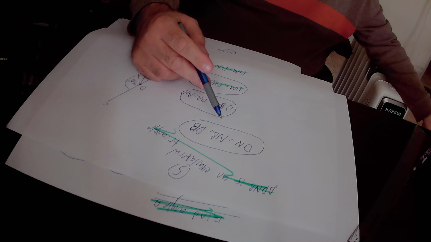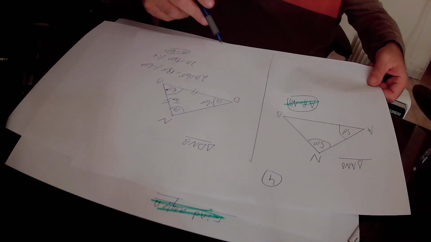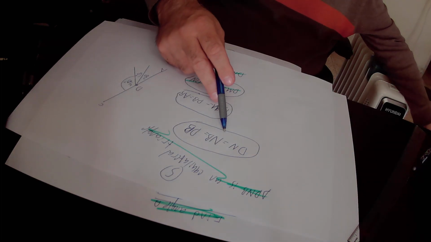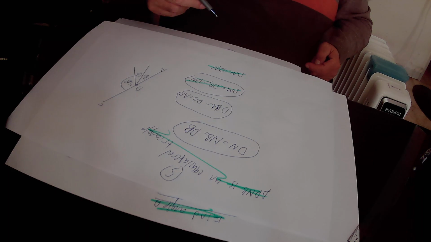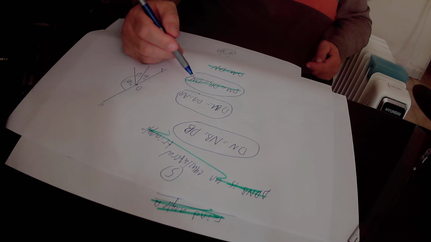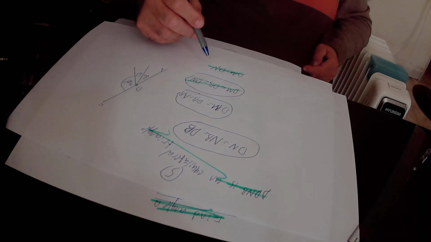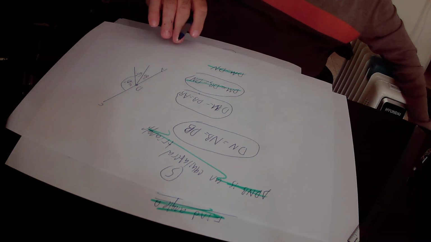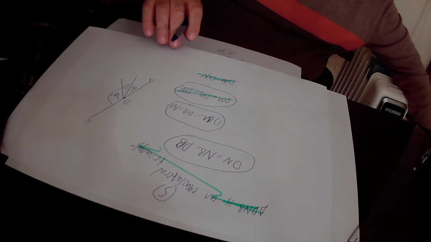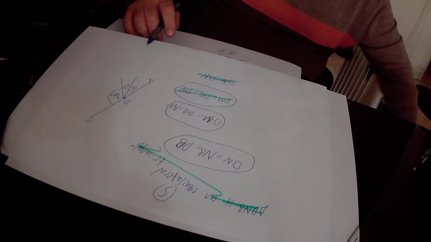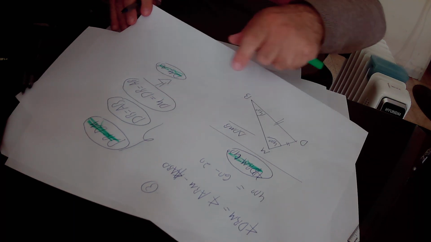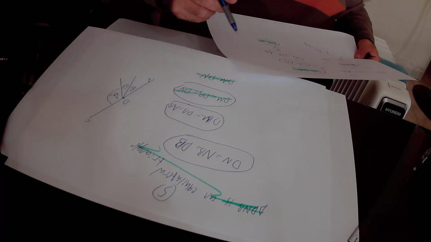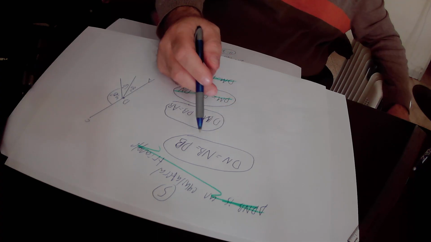That is to say, DN equals NB equals DB. And we have already found out that DM equals DB equals AB. And we just right now found out that DN equals NB equals DB.